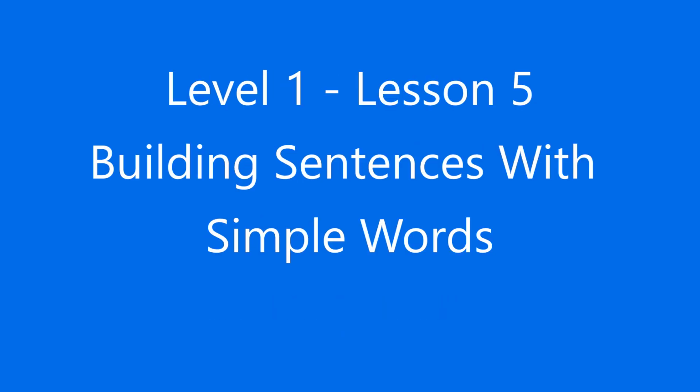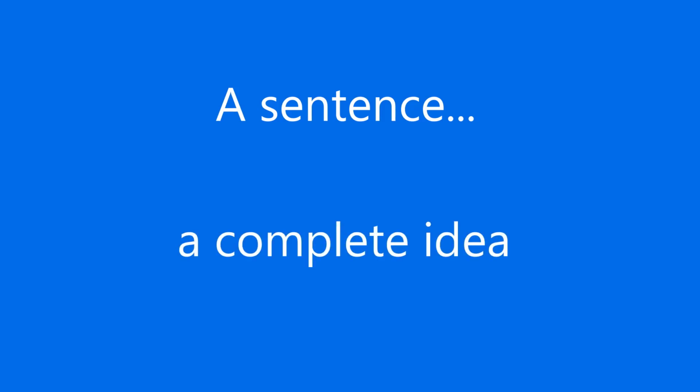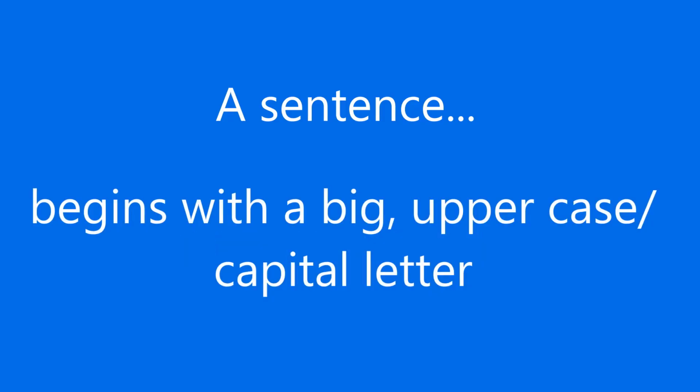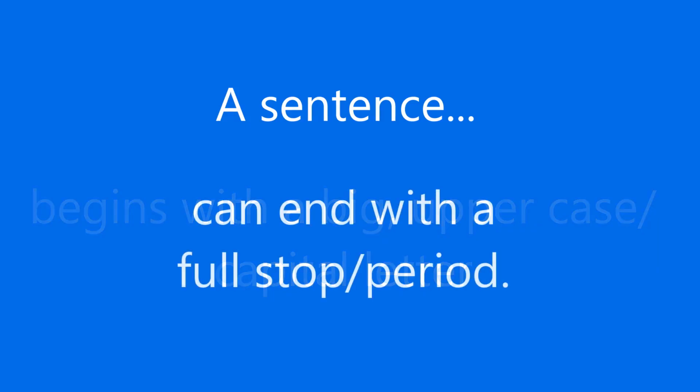In this lesson, we will learn how to build full sentences using simple words you already know and using who, what, where. By the end, you'll be able to join words together to make complete ideas. Let's look at some more things about a sentence. We know that a sentence is a complete idea. It always begins with a big uppercase letter, which can also be called a capital letter. And we have covered that a sentence can end with a full stop, which can also be called a period.